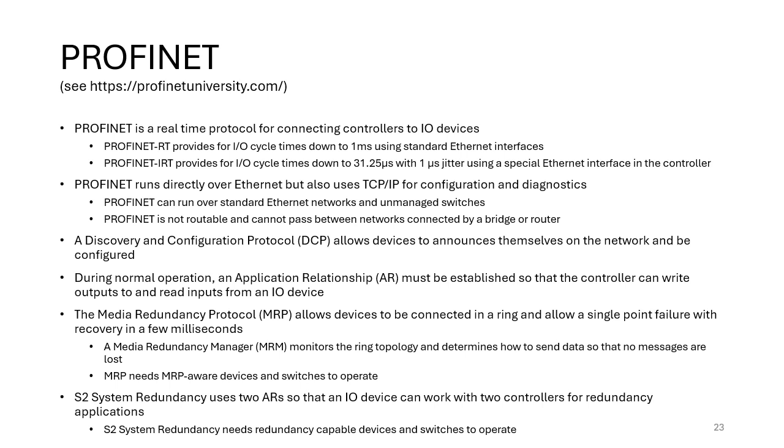PROFINET also supports redundancy with two application relationships so that an I/O device can work with two controllers in redundant systems. This does, again, require redundancy capable devices, and if you're using switches, they also need to be able to support the S2 system redundancy. But the idea is we can build up a highly fault tolerant system with a combination of redundant or hot standby PLCs, and then we can have a fault tolerant network, and then you can also have redundant I/O if you want it. So ideal for critical and high performance applications.